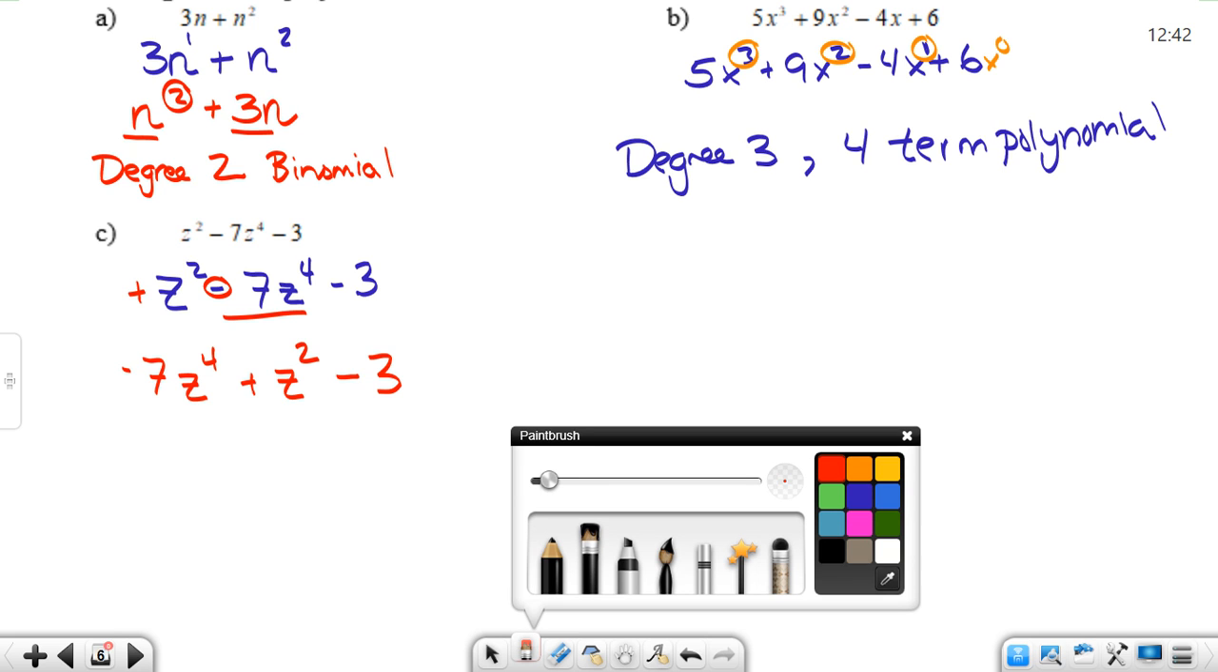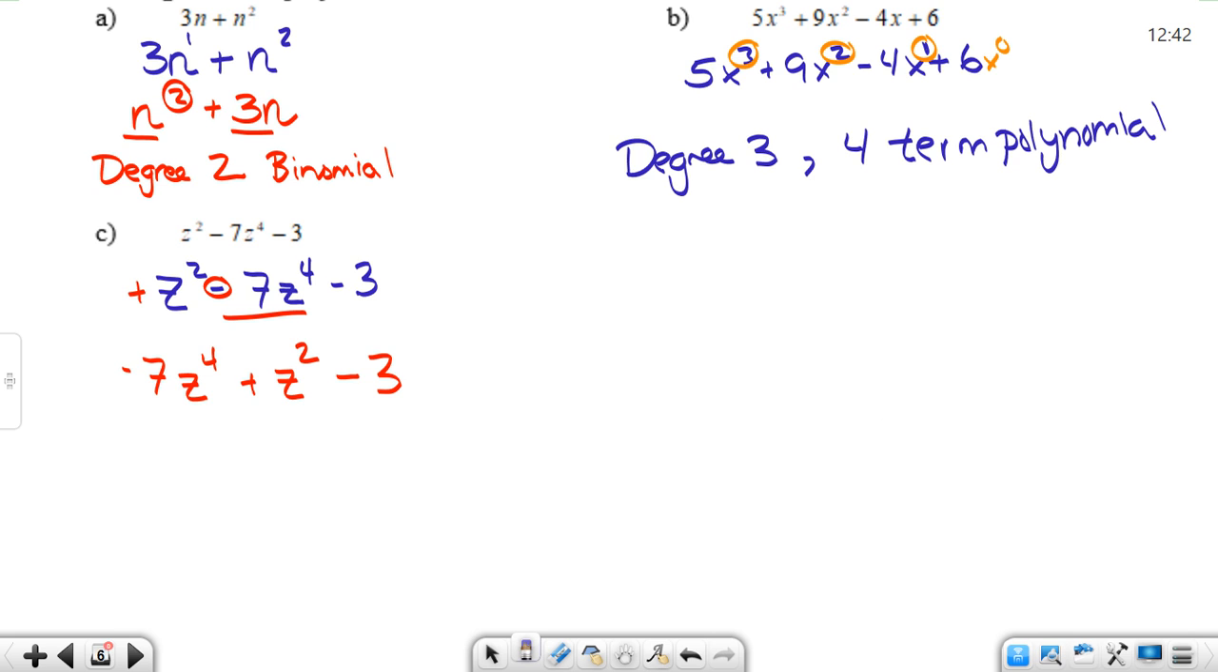And we're going to go ahead and name this polynomial. So this is a degree 4 because the highest power is 4. And there are 1, 2, 3 terms. So this is a degree 4 trinomial.